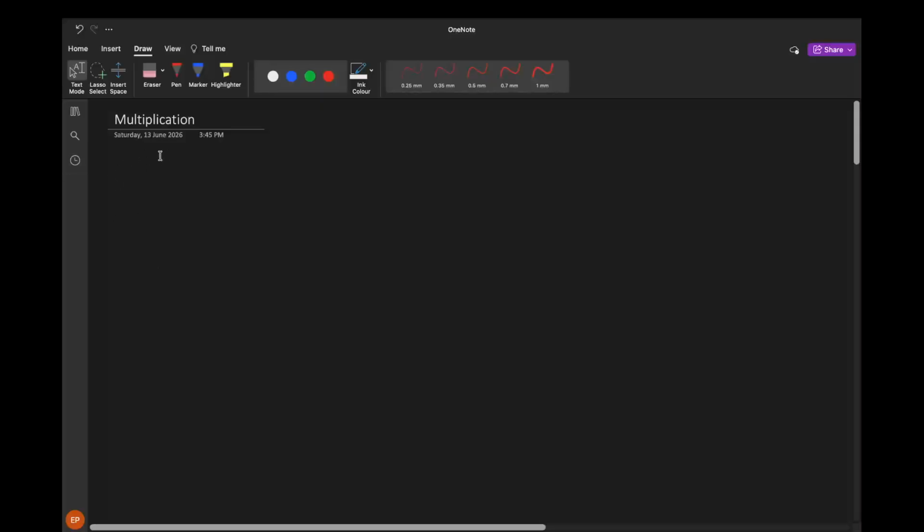Now we'll see multiplication. Basically, multiplication means repeated addition. For example, 3 into 4 means we are adding 3 four times: 3 plus 3 plus 3 plus 3. So this is called multiplication. Adding the same number multiple times is called multiplication.